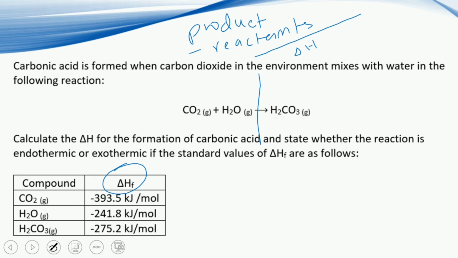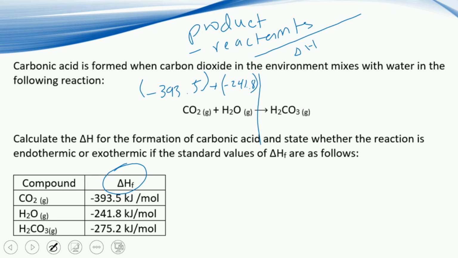So for carbon dioxide, we have negative 393.5. And since there's only one mole of the carbon dioxide, we only add it once. Then we will take that and we would add it to the heat of formation for water. We are told that that is negative 241.8. And also there's only 1 mole of the water, so we only add it once.